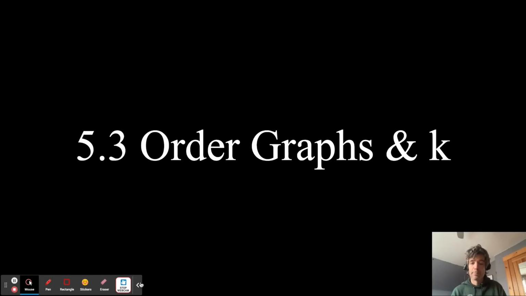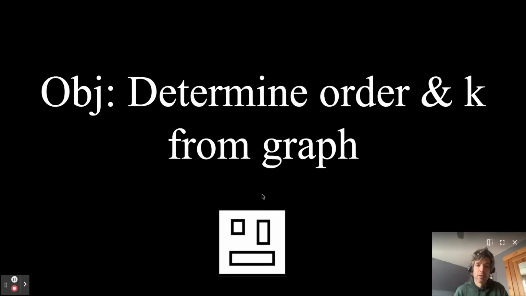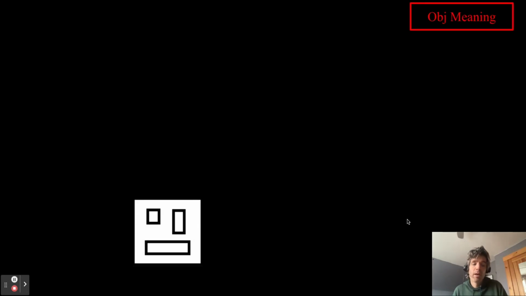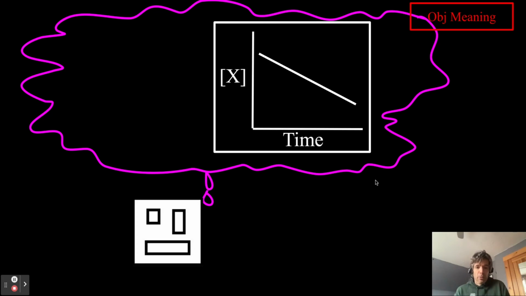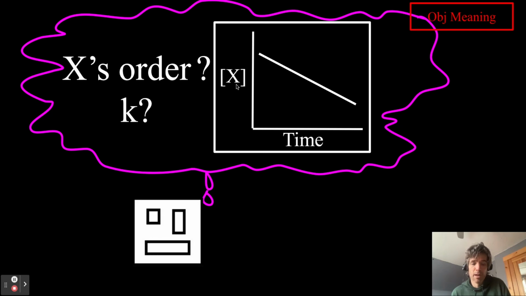All right, here's our topic. Here's our objective. And what it means is if I know some concentration, if I know the graphs of the concentration, how it changes over time, I should be able to look at a graph and determine the order of the rate law with respect to that given reactant. And I should also be able to calculate the rate constant value for that given reaction.